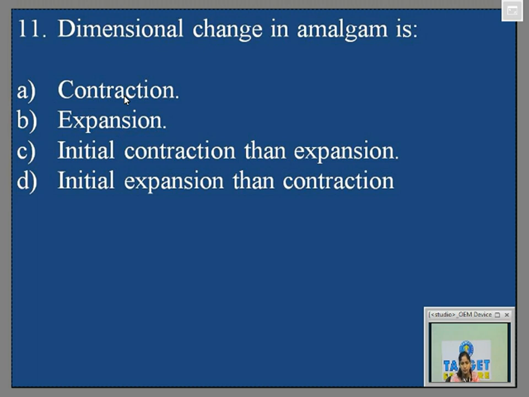So you just have to know how an amalgam sets. When you start mixing amalgam alloy powder with mercury, because the powder starts dissolving into mercury, there's going to be an initial contraction. That initial contraction is for about 20 minutes. As you further continue to mix the alloy powder with the mercury, there is the formation of your gamma 1, gamma 2 crystals.